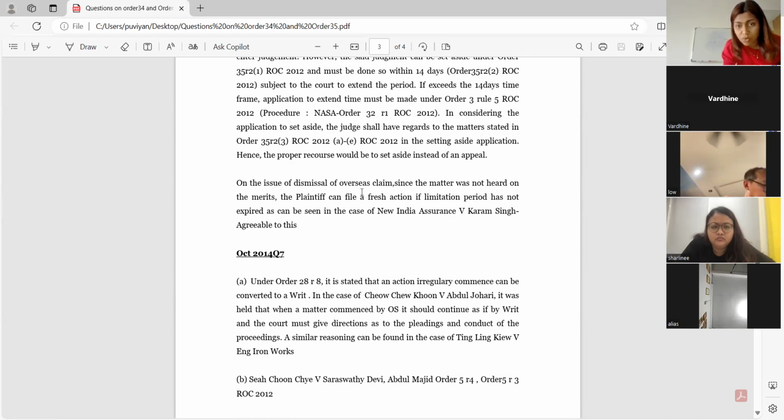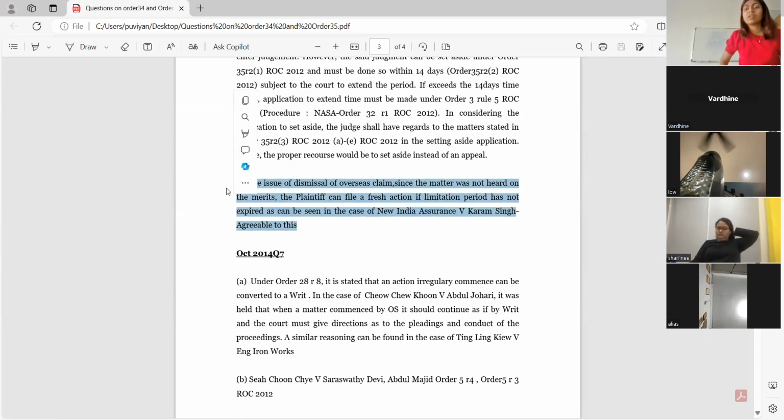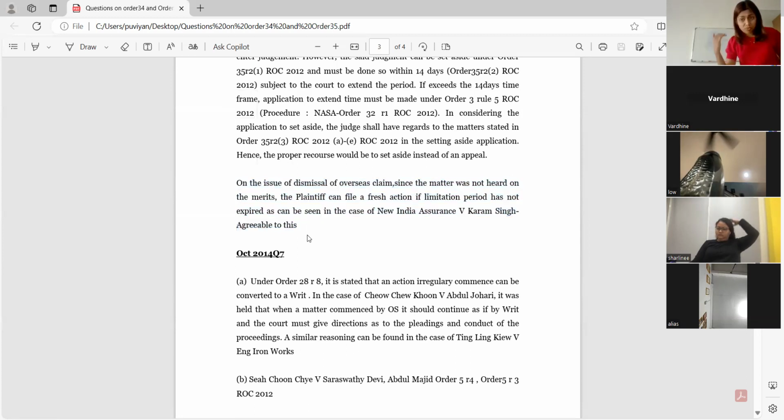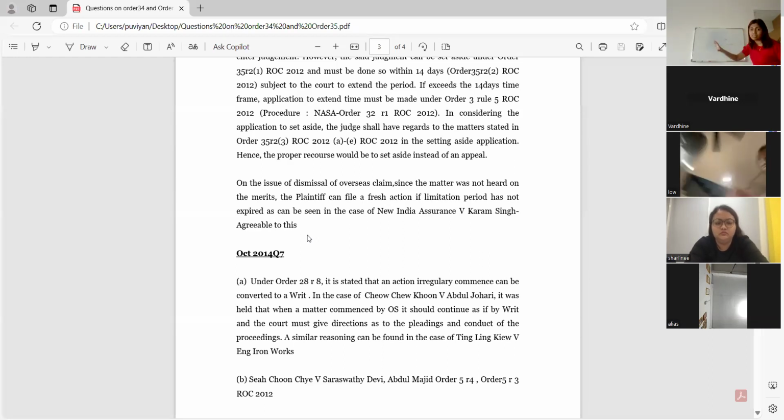The first part over here, as regards the dismissal of the action, can you see? On the issue of dismissal of Overseas' claim, since the matter was not heard, the plaintiff can file a fresh action if the limitation period has not expired, as can be seen in the case of New India Assurance versus Karam Singh. So I'm agreeable to this view. The first part, I'm not agreeable. The second part, I'm agreeable to this view. You may have a different case from your book, it doesn't matter. What you need to know is just the point. Here the issue is they have already dismissed the whole action, correct? They have dismissed the whole action on the issue of the dismissal of Overseas' claim.